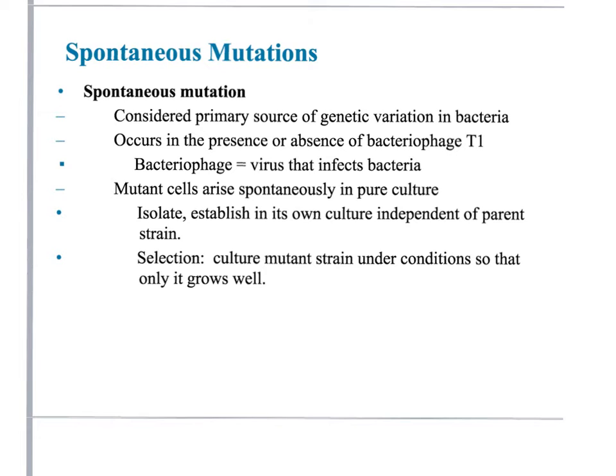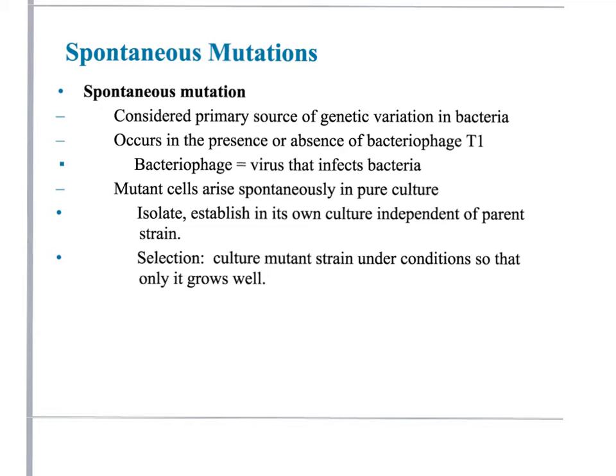So a spontaneously arising mutation can occur when you're looking at something in culture. And when you see that mutation arise, you can isolate it and establish it in its own culture, independent of the parent strain, and then let it grow, let it see what happens. And oftentimes we see selection occurring where the cultured mutant strain is under certain conditions so that it only grows well. It's not put in any kind of adverse condition that could be harmful. It allows it to continue to grow. So we're basically helping to select the fittest among them. We're not really putting it in extreme circumstances.